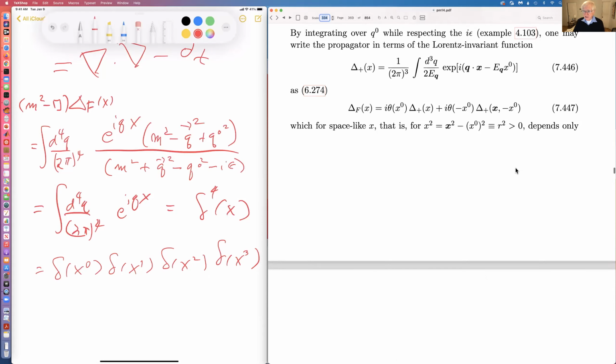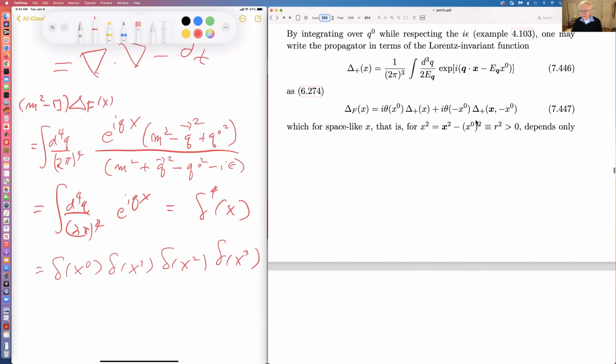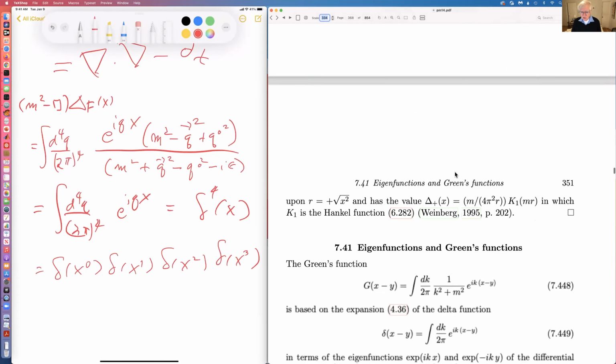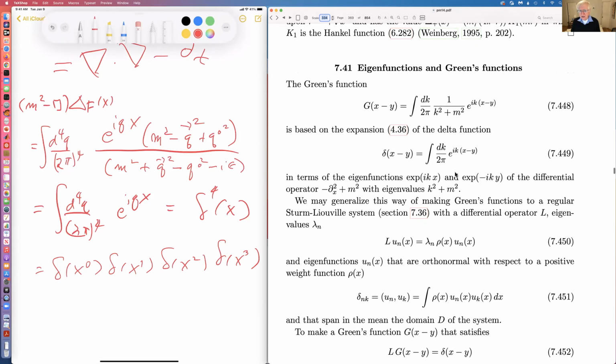On the other hand, if the 4-vector x is time-like, this is an extremely singular function. Its real part can be related to a derivative of a delta function, but it's quite a singular thing. Anyway, let's go back to the relationship between eigenfunctions and Green's functions.